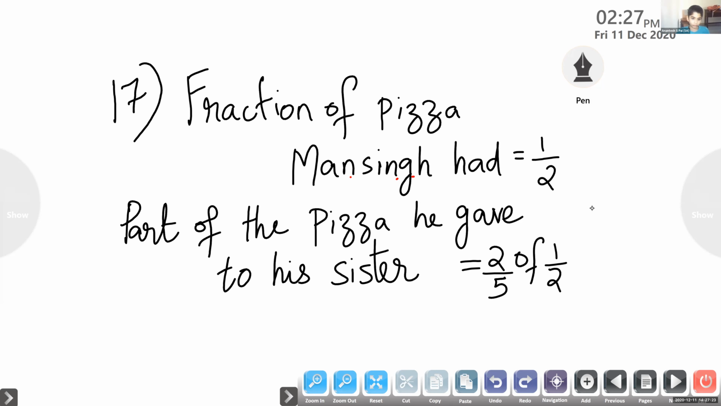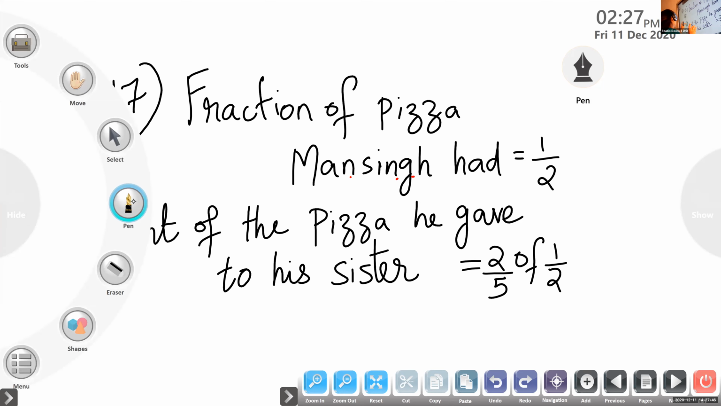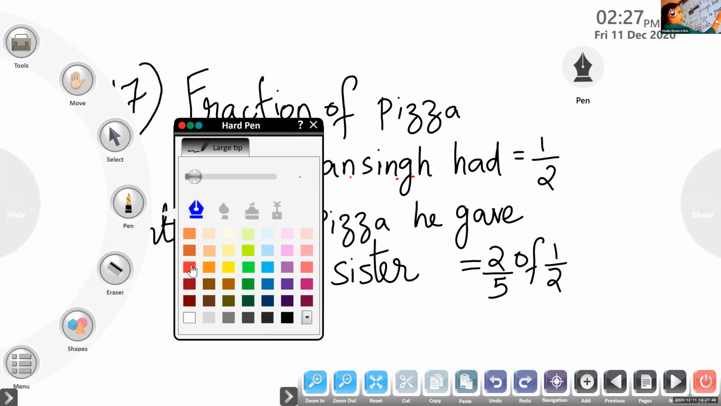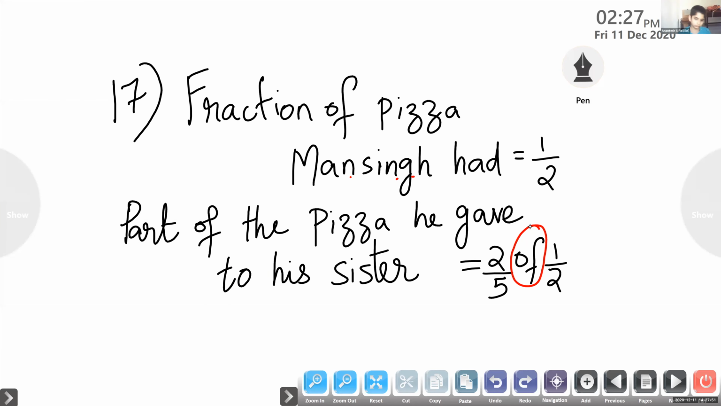Ma'am, we should multiply, right? Multiply, yes. Instead of "of", children, you have to write "into", that is multiply. Instead of "of", we will write 2 by 5 into 1 by 2. Now you can do as usual.